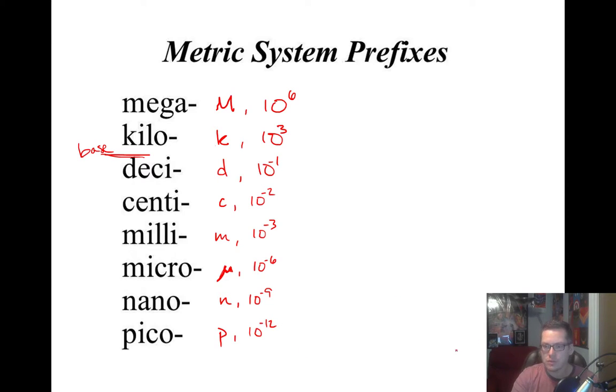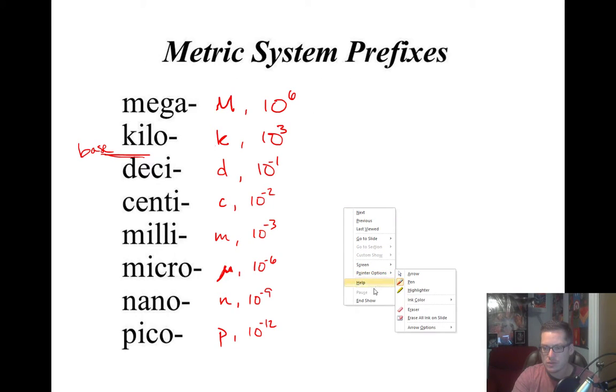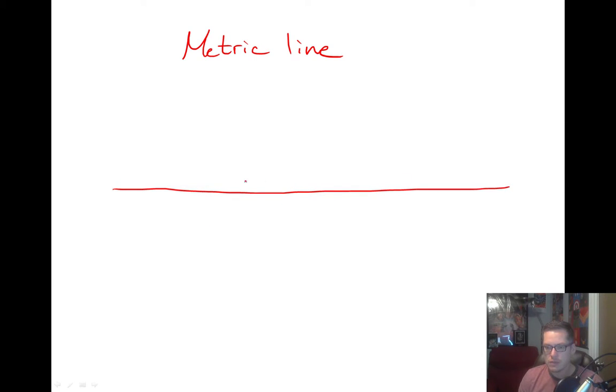Okay, just to give you a little better idea of what's going on, let's draw ourselves a little metric line here. So we'll call this the metric line. If we draw ourselves a line, here's our base unit. This could be whatever SI unit we're talking about, meters or grams, Kelvin, doesn't matter. So there's our base unit.